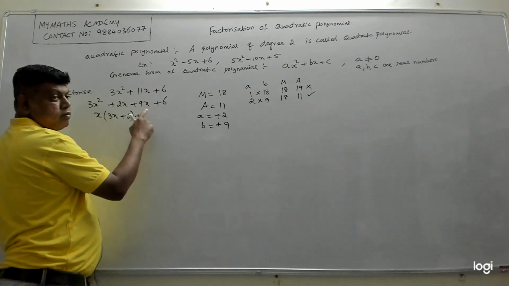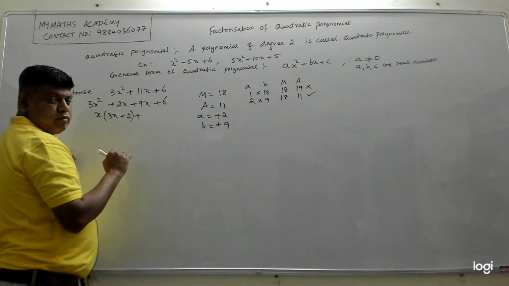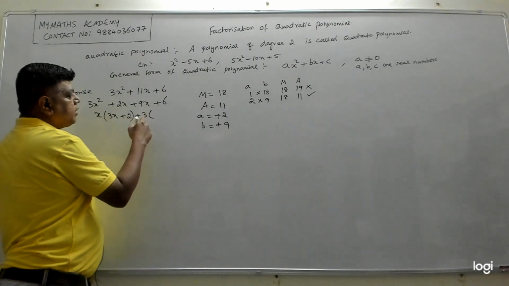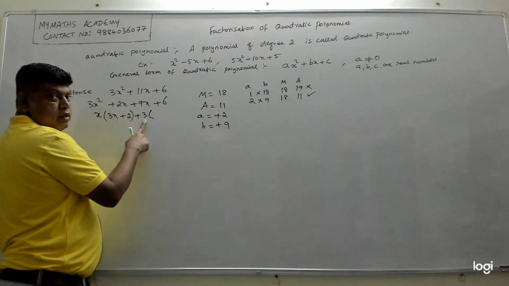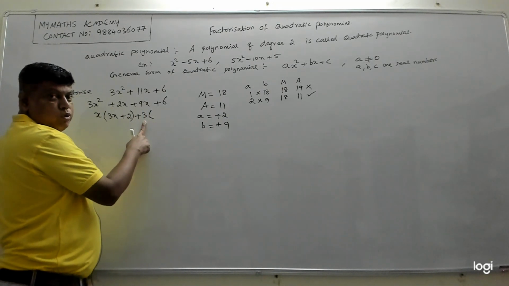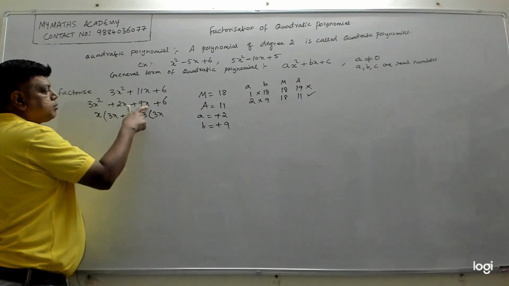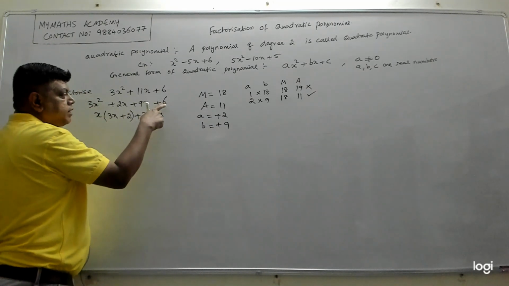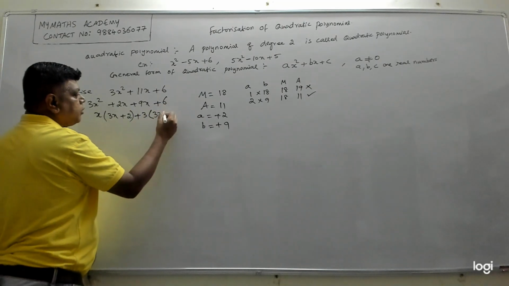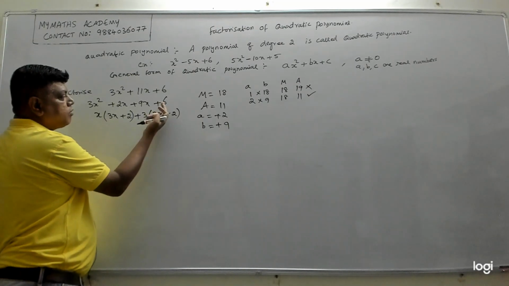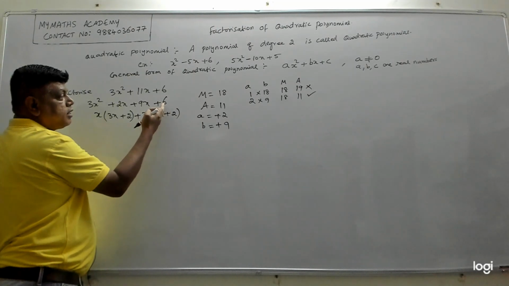Now in these two, what is common? 9 and 6, they both go in 3. Both are multiples of 3. So take that 3 out. If I take 3 out from 9x, then I will have 6x. No, you will have 3x. You have to divide 9x by 3. What is 9x by 3? 3x. Similarly, divide 6 by 3. What is 6 by 3? 2. If I take 3 out of 6, then it will become 2.